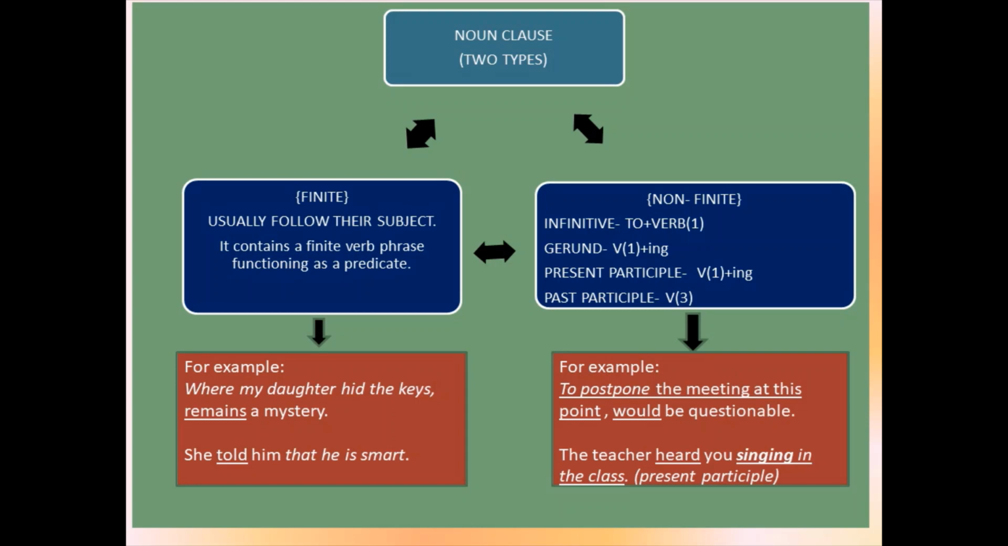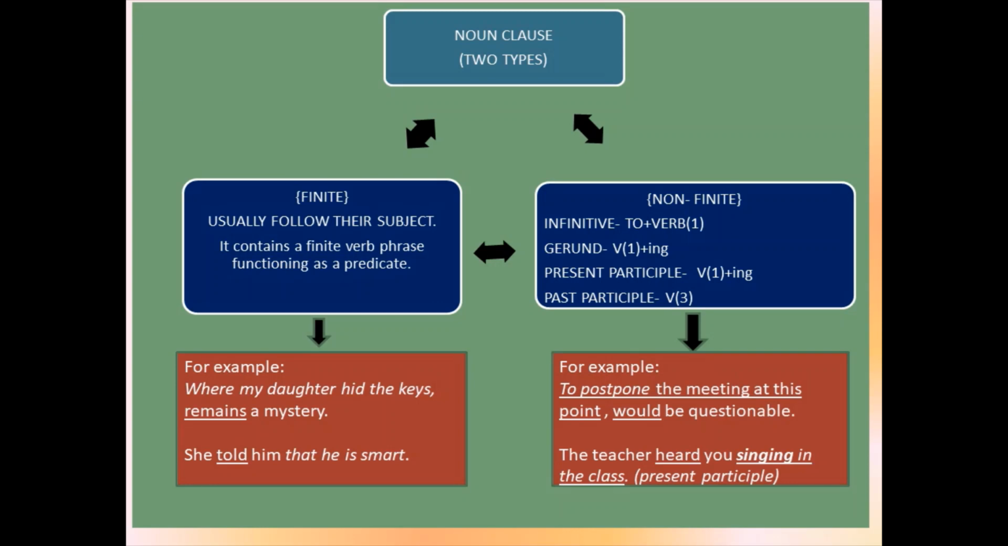So where my daughter hid the keys is the noun clause. It is following its subject. And what is the subject? It. What remains a mystery? Where my daughter hid the keys remains a mystery. So don't get confused with that. Now you can see here, it remains a mystery is a complete main clause over there. Where my daughter hid the keys is telling you more about the subject it. It is a mystery. What is a mystery? That my daughter hid the keys.